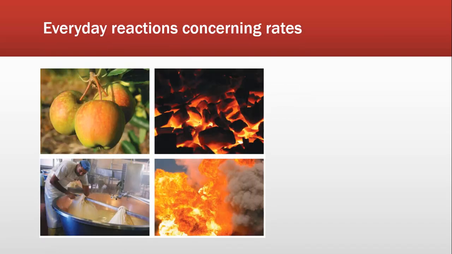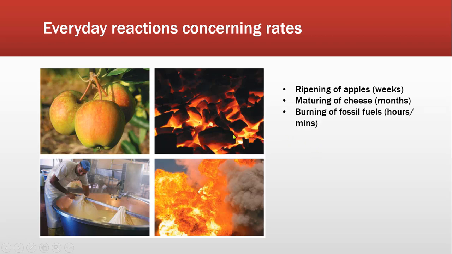So I always like to see the relevance of whatever topic we are studying. So let's take, for example, these following reactions. All of these are everyday reactions. The first one is ripening of apples. This is a reaction that takes place over a period of weeks. We have the maturing of cheese, which can take months. The burning of fossil fuels can take hours or even minutes. And explosions, which take place in fractions of seconds. Right? So these are all everyday reactions, which shows you how important rates is in everyday life.